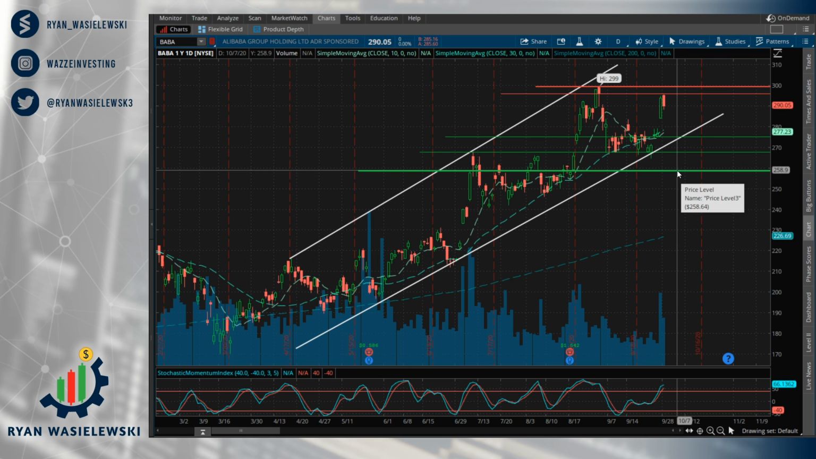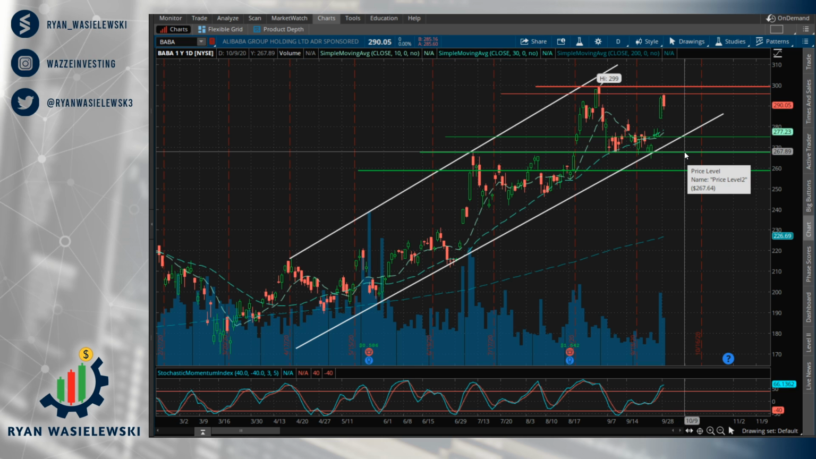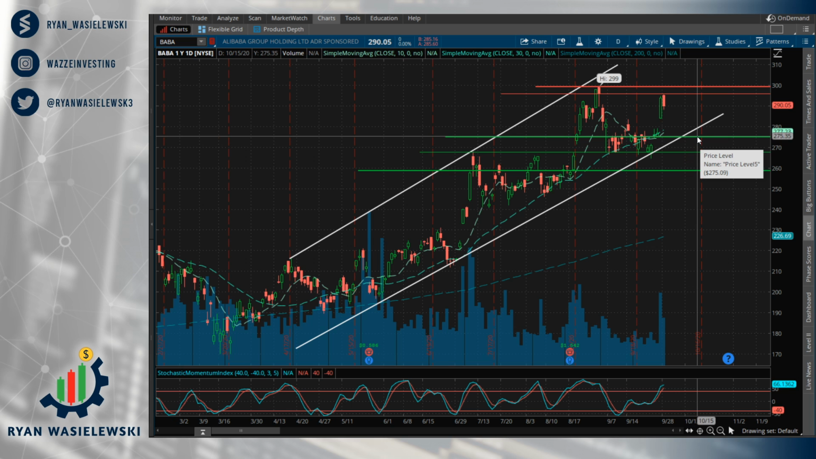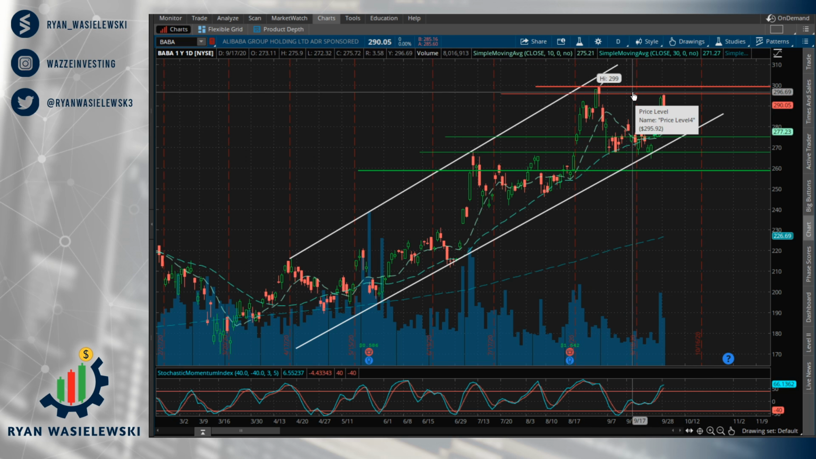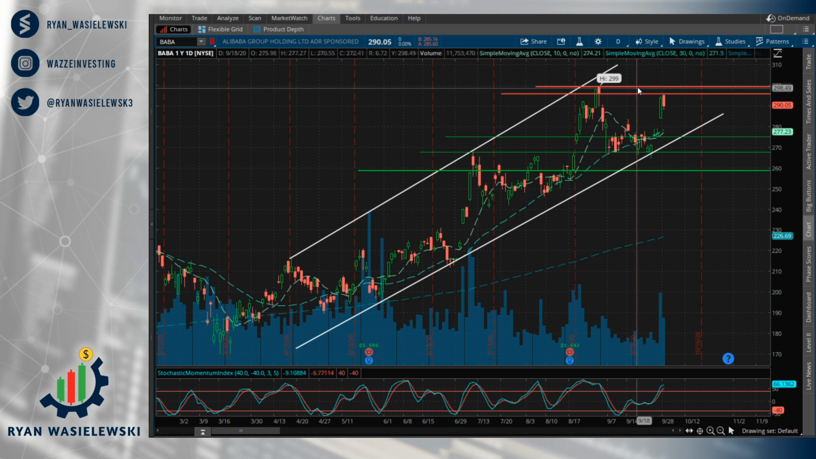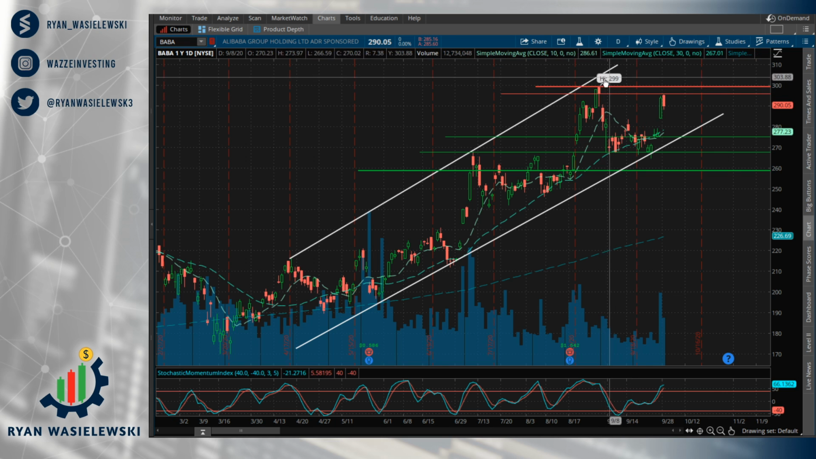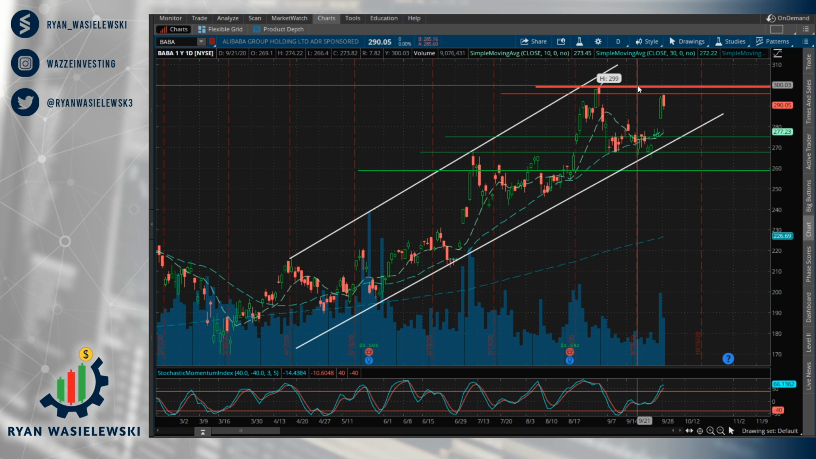This level is 258.9. This one is 268 pretty much, and then 275.5. And then some key levels of resistance here. We have pretty much 296 and this high value at 299.